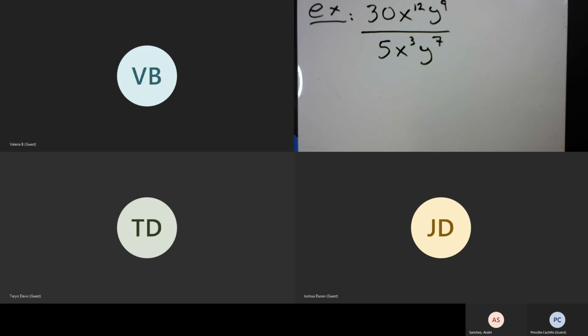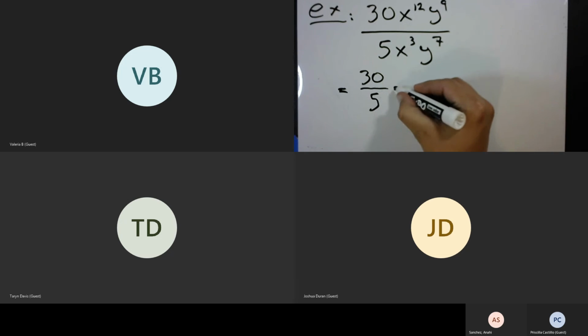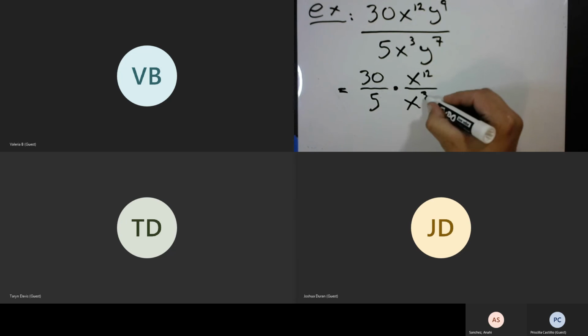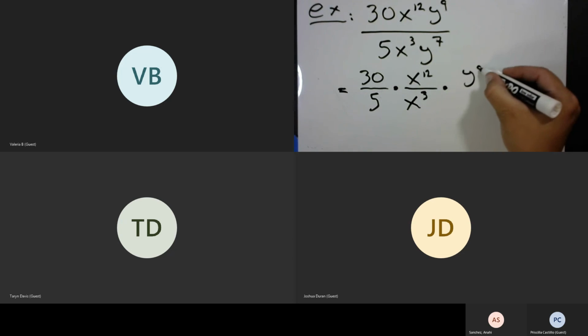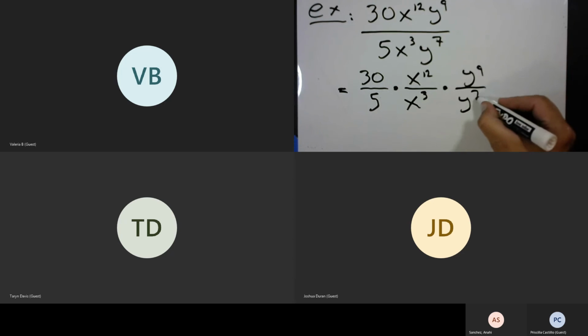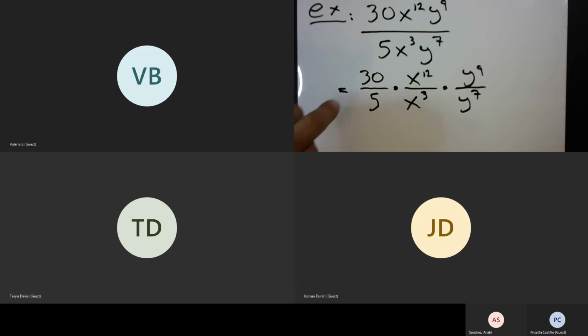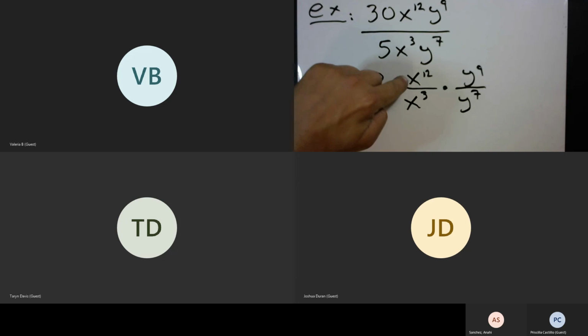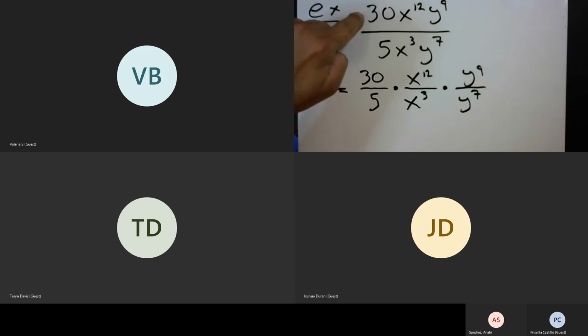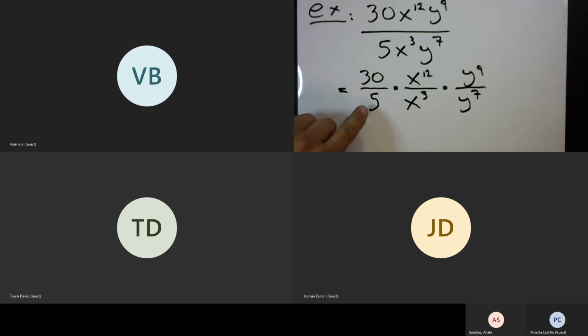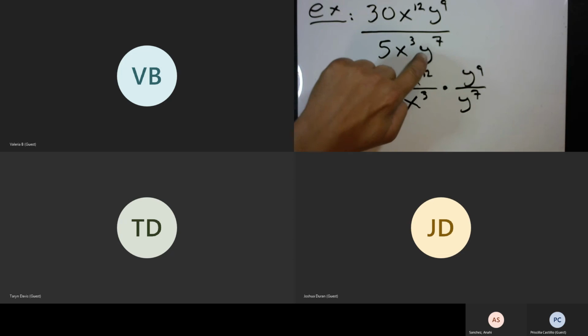Now, again, we're going to group things up. We can think of this as 30 over 5 times x to the 12th over x cubed times y to the 9th over y to the 7th. And as you recall multiplying fractions, you just multiply, you get 30 times x to the 12th times y to the 9th, which is this right here. And then 5 times x cubed times y to the 7th, which is this right here.